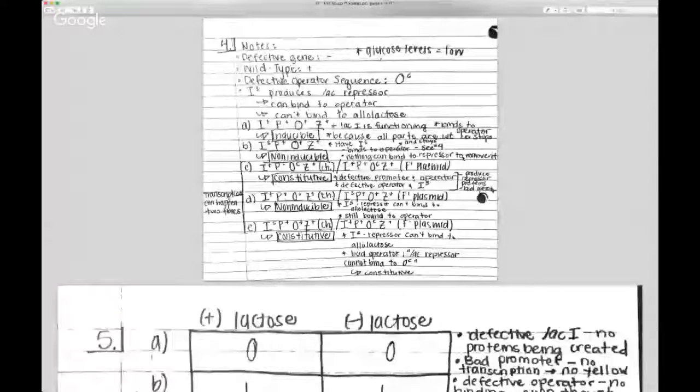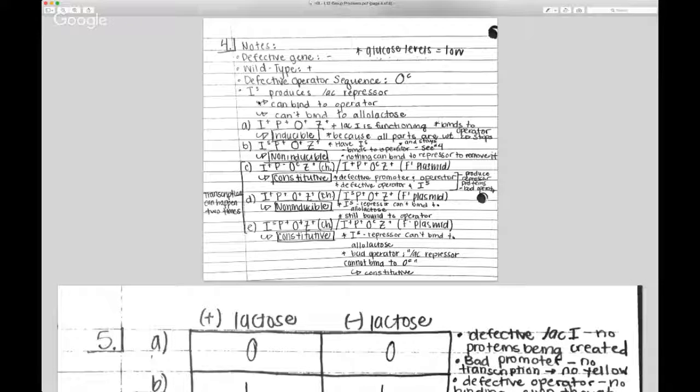So for part number 4, they're talking about several different E. coli strains, and they give us a bunch of different important things that we need to know. So it shows what the defective gene and the wild type gene will be indicated as, and the defective operator sequence. And it tells us that IS produces lac repressor that can bind to the operator but can't bind to allolactase, and that glucose levels are low. So those are important things that we need to know to be able to answer it.